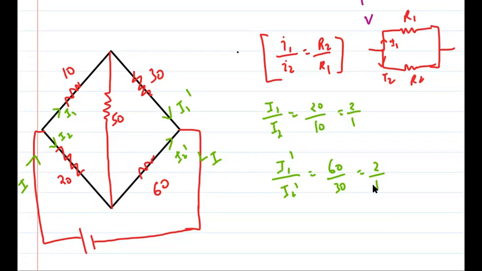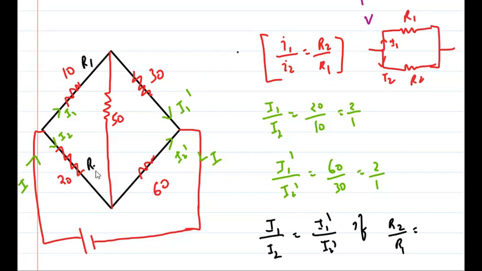Everyone is understanding this, right? Yes or no? So can I say, sir, in this case, I1 by I2 is equal to I1 dash by I2 dash, if R2 by R1 is equal to R4 by R3? This is R1, this is R2, this is R3, this is R4. Yes or no?